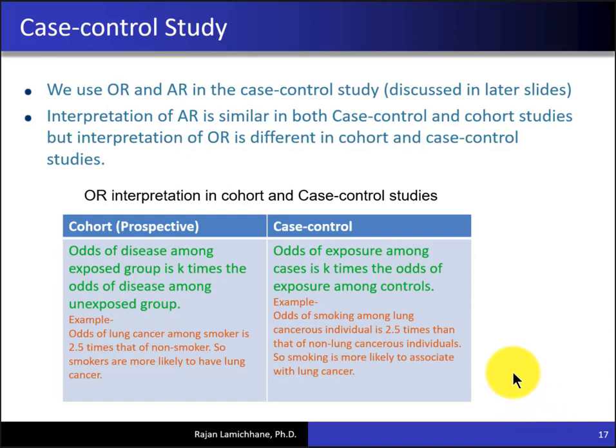If it were the case control study, then instead of saying odds of lung cancer, because we don't have odds of disease here but we have the odds of exposure, we can say that the odds of smoking, which is the exposure, among lung cancerous individuals is 2.5 times that of the non-lung cancerous individuals. It means there is a higher risk of exposure, the smoking. So smoking is more likely to be associated with lung cancer. That's how we interpret the odds ratio in a case control and a cohort study.